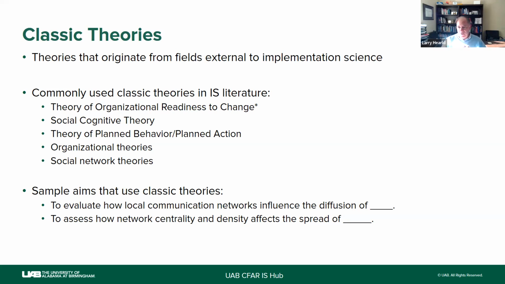Some illustrative aims that might be used with classic theories include to evaluate how local communication networks influence the diffusion or dissemination of some intervention, or to assess how network centrality and density affects the spread of some intervention of interest.